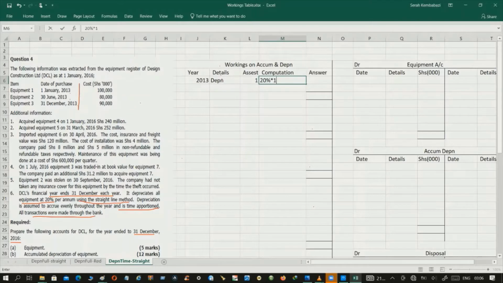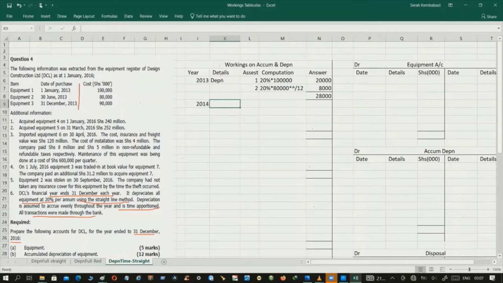For asset 1, we'll get the 20% of the cost, which was 100,000 at the time of purchase, giving us 20,000. Then when we go to asset 2, we'll get 20% of the 80,000, but time was 6 out of 12. Why? Because we've been with this asset in that year for only 6 months, which is giving us 8,000. Then we total up. For equipment 3, we shall show the depreciation amount in 2014 because we bought it at the end of the financial year.